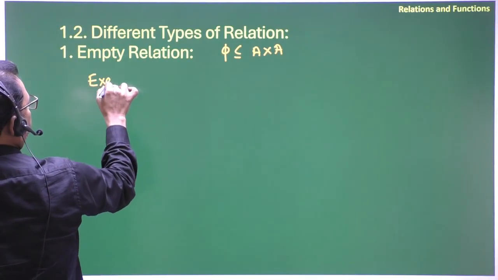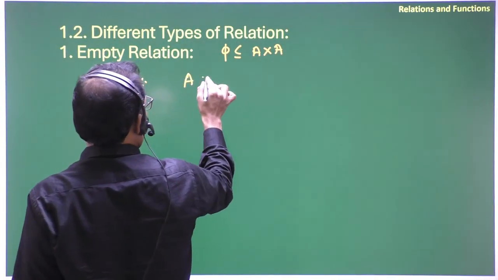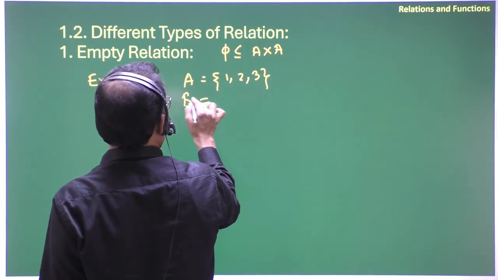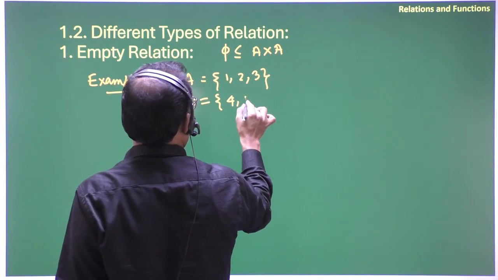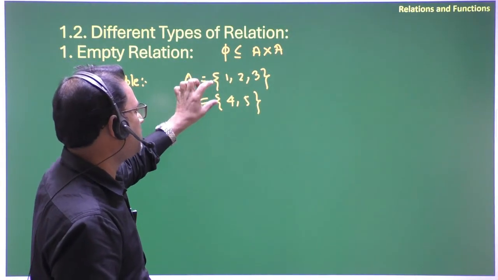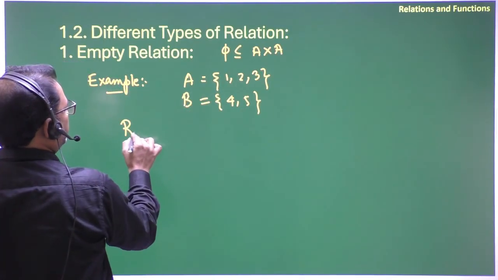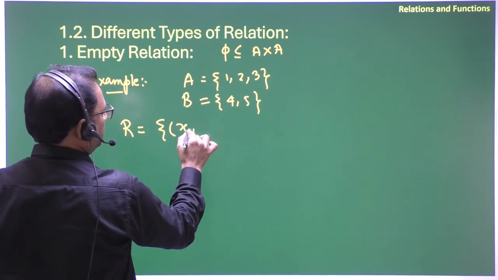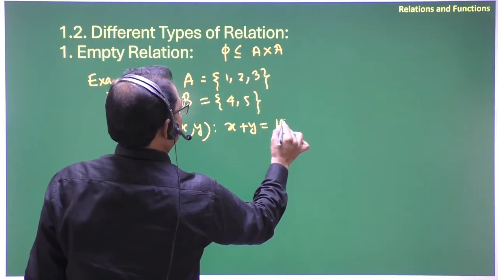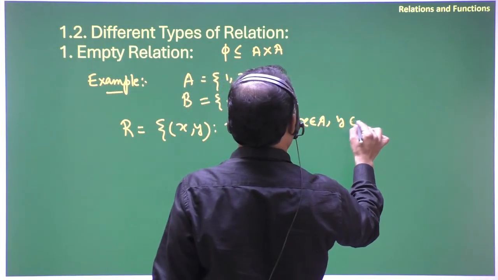Take one example to understand what the empty relation is. Suppose I have a set A which has the elements 1, 2, 3 and set B has the elements 4 and 5. Here if you add the ordered pairs, 1 plus 4 is the minimum, 5, and 5 plus 3 is 8. Now I am defining a relation R such that R is the set of ordered pairs (X, Y) such that X plus Y is 10, where X belongs to A and Y belongs to B.